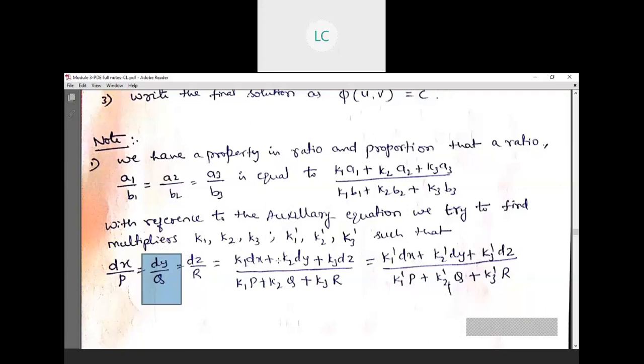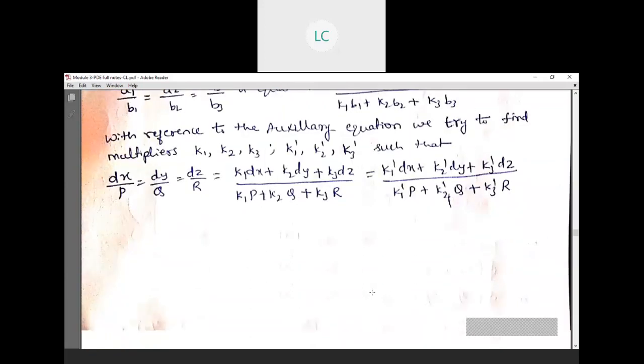You'll get k1 dx plus k2 dy plus k3 dz divided by k1 p plus k2 q plus k3 r. Suppose you want to choose one more multiplier, that is k1 dash, k2 dash, k3 dash, that equation is equal to this: k1 dash dx plus k2 dash dy plus k3 dash dz by k1 dash p plus k2 dash q plus k3 dash r. That's it. In the problems I will explain in detail.